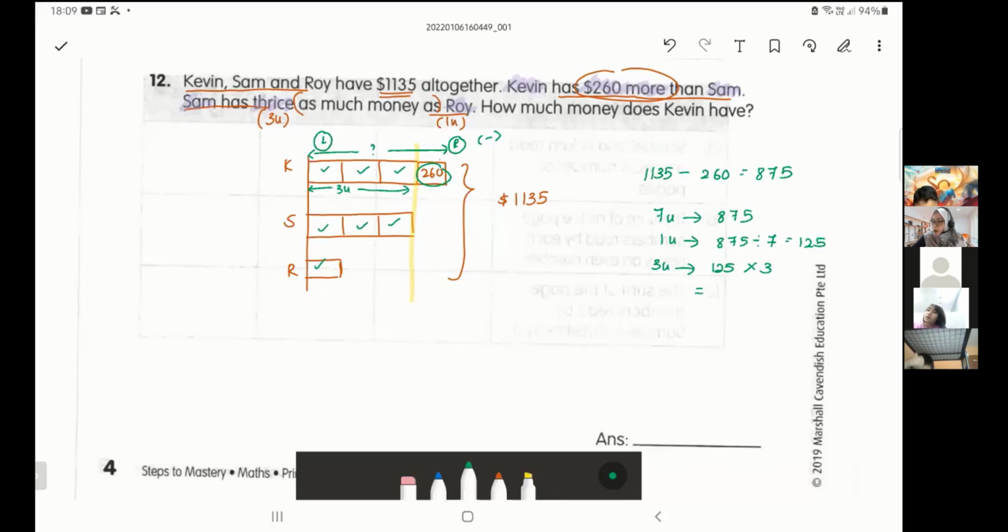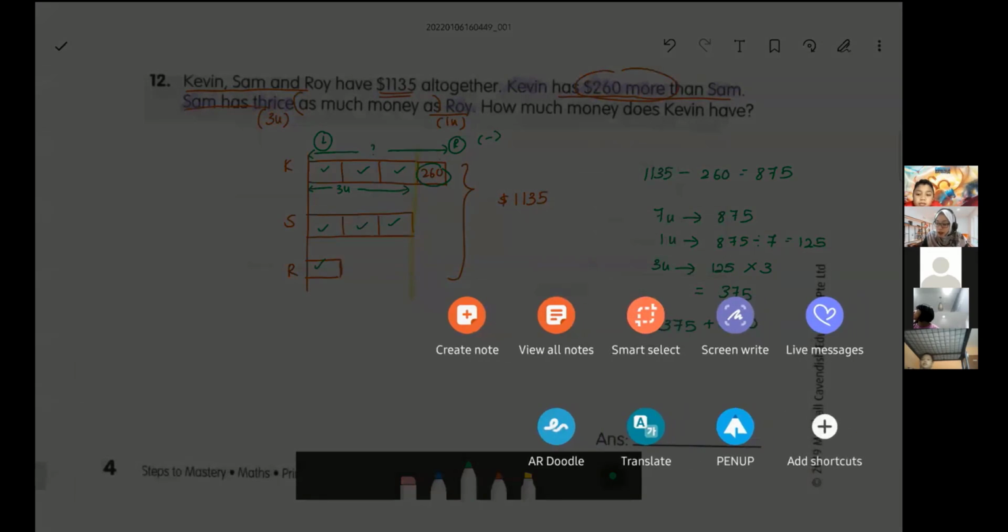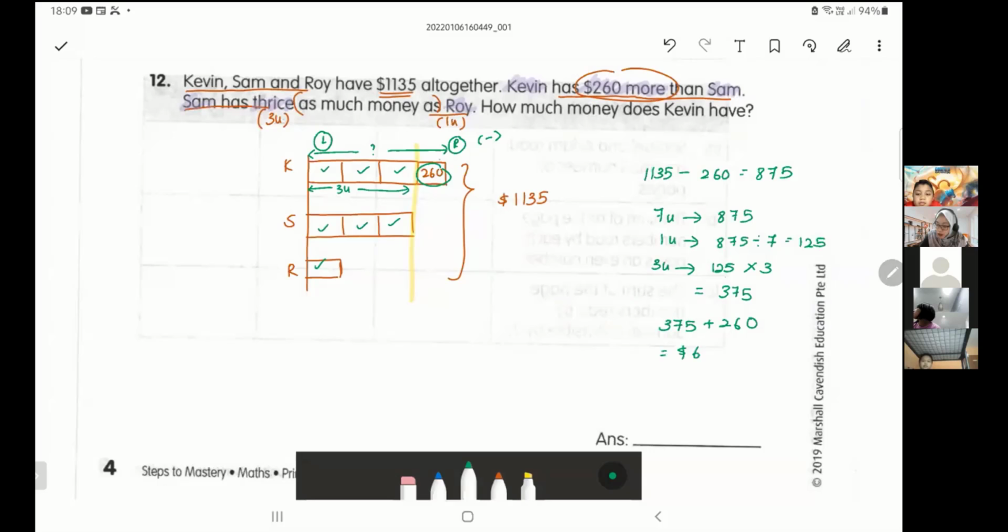I'm doing this on the spot, so that's why. 125 times 3. 375. Do not stop there because Kevin doesn't have 375. He have plus 260. And he have $635. Take note of the answer. 635. What concept? Comparison model. Okay.